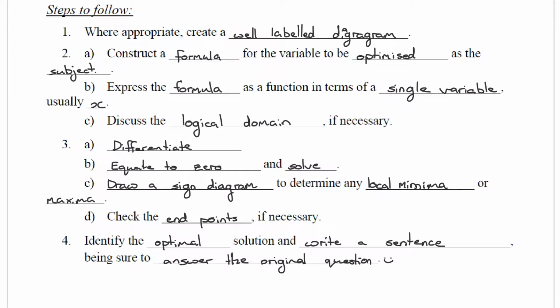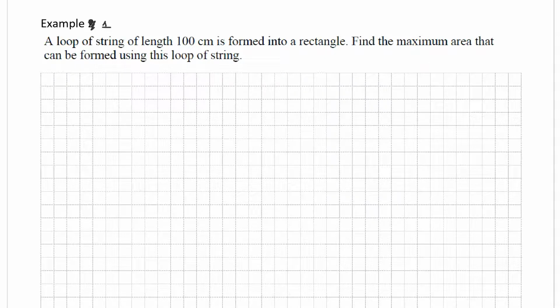Put a smiley face. Example 1, a loop of string of length 100 centimeters is formed into a rectangle. Find the maximum area that can be formed using this loop of string. Alright, so having a look at what we've got here is that we're trying to find the area of a rectangle. It is the maximum area, and the constraints are that we have to use a loop of string of length 100 centimeters.